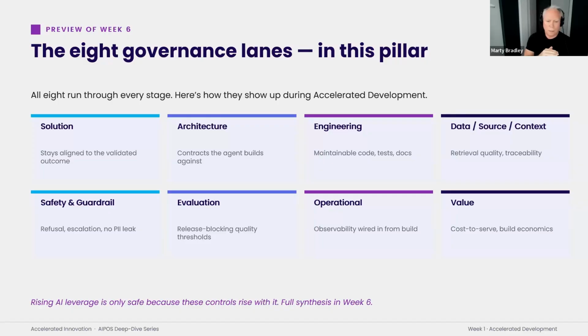Along the AIPOS is that underlying everything is that everything needs to stay aligned. Part of what we do in the discovery is we want to define the solution architecture, right? Or before we begin the development. So we want to make sure that we're staying aligned and validating against that outcome. You can see the architectural contracts against how we're doing things, engineering, maintaining the code, data source context.